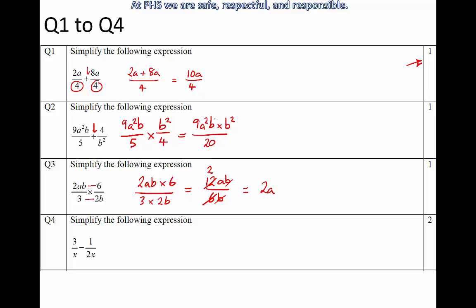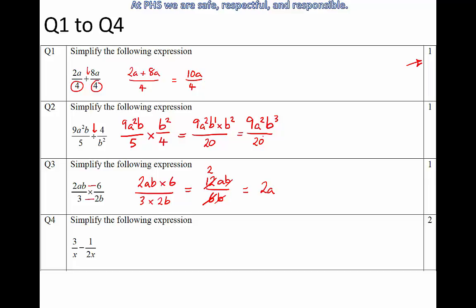Let's take a look up at the top here. We've got b times b squared. A lot of things in mathematics are invisible, and this is another case where we've actually got a 1 there, so that's b to the power of 1. When we're multiplying two things that have the same base, we can just add the indices. Let's ignore that 9a squared part, that's not changing. We've got b to the power of 1 times b to the power of 2. When we add the indices, we get b to the power of 3 on 20. Now, can we simplify that any further?